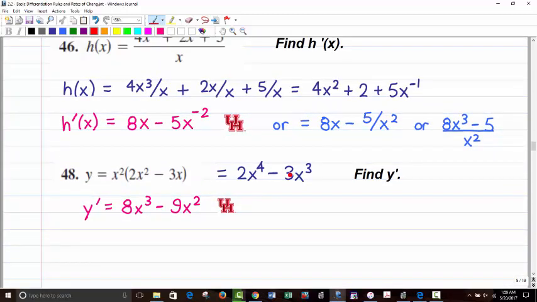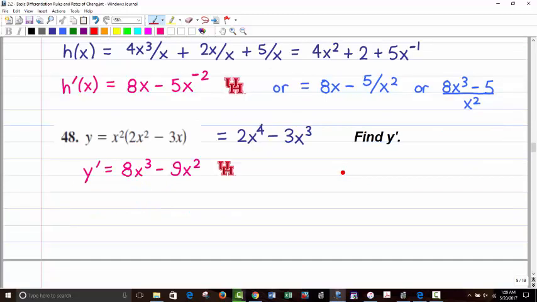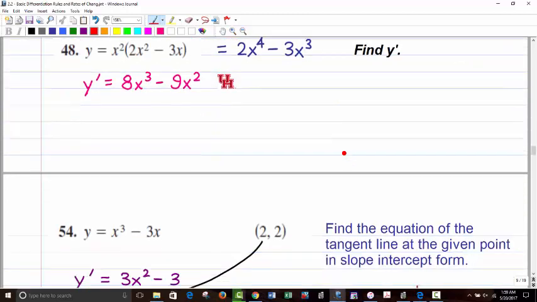The next one, we'll have a rule for multiplication in the next section. But even then, I would not use it here, because I would just distribute the x squared. Super easy to do that. You get 2x to the fourth minus 3x cubed, and that's easy to take the derivative. It'll just be 8x to the third. 3 times 3 is 9, 9x squared. So that's easy.